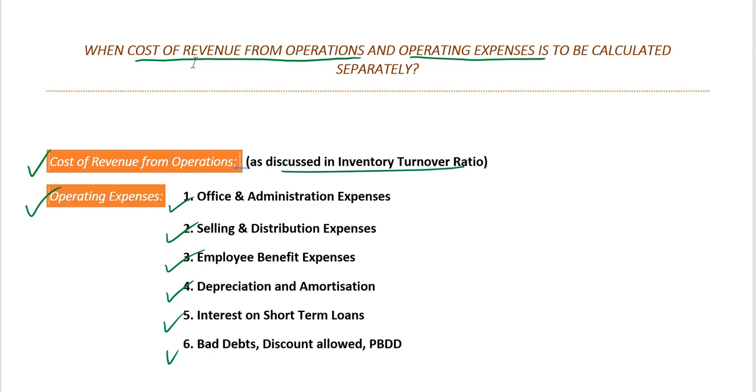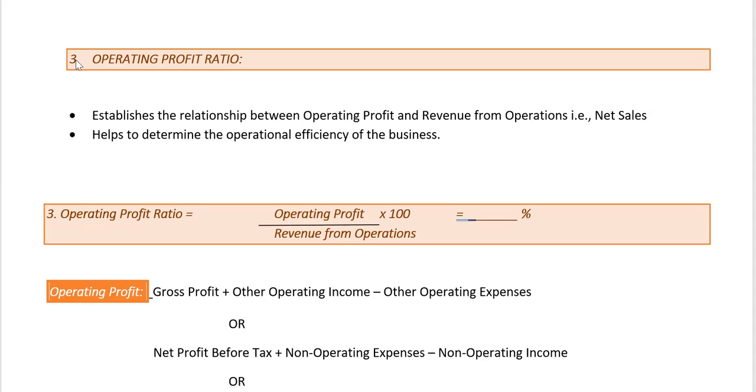So we will add these two up, the cost of revenue from operations and the total of the operating expenses, and arrive at the operating cost and go ahead with determining the operating ratio. So we finished with the second ratio called the operating ratio. We'll move on to the third ratio called the operating profit ratio. The third ratio is operating profit ratio.